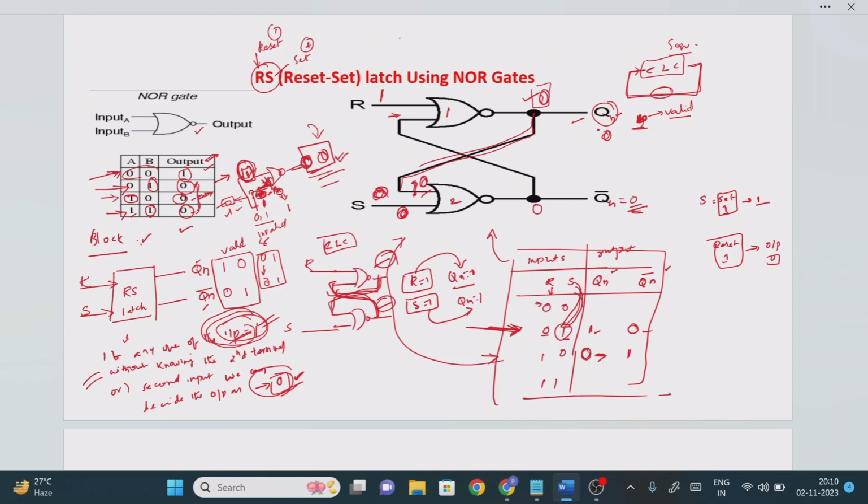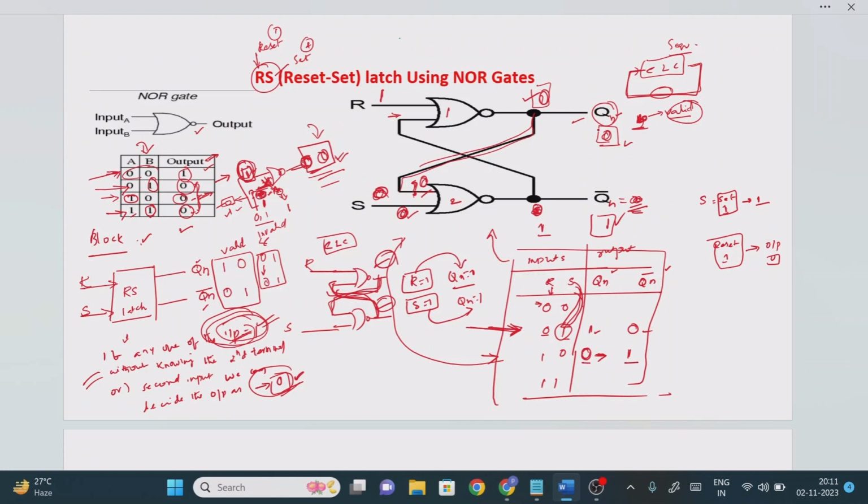Now one of the input terminals is 0, another one is 0. So as per the truth table, 0 0 means what? 1, right? As per the truth table, 0 0 means 1. So what is the Qn bar value? We got 1, right? So Qn equal to 0, Qn bar equal to 1. Both are complements, so it is a valid state.